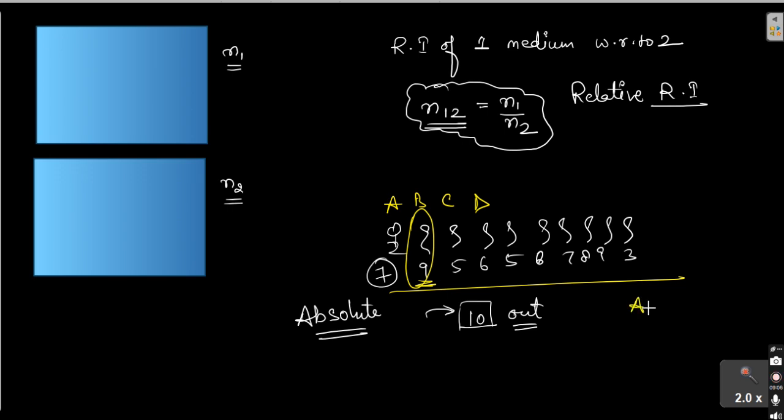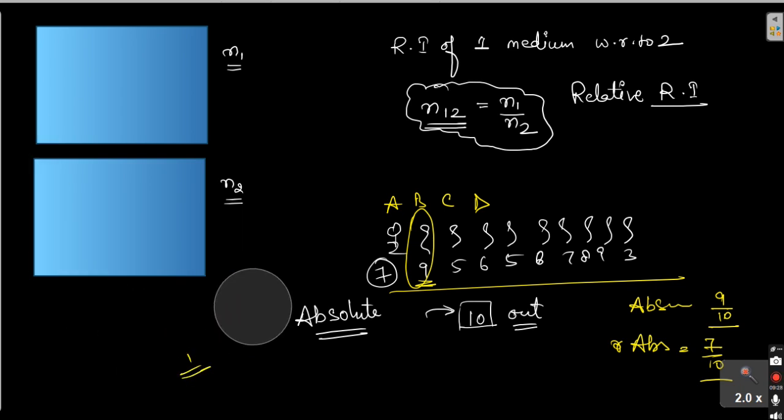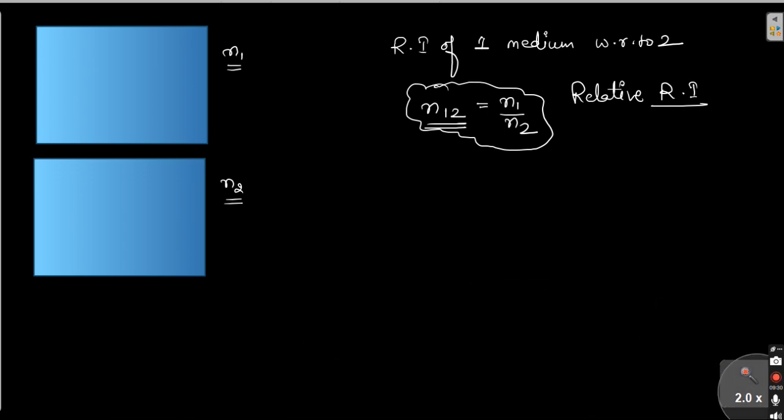if I am finding absolute marks of B, that is the ratio we are finding, then it will be 9 by 10. But if I am finding absolute mark of A, it will be 7 by 10. But if I am finding relative of A with respect to B, it is 7 divided by 9. So this is relative refractive index basically. Whenever we are studying with relation to someone else, that is relative refractive index.